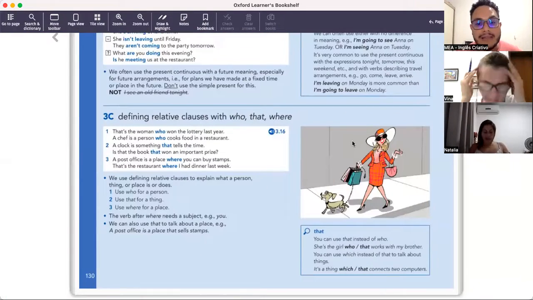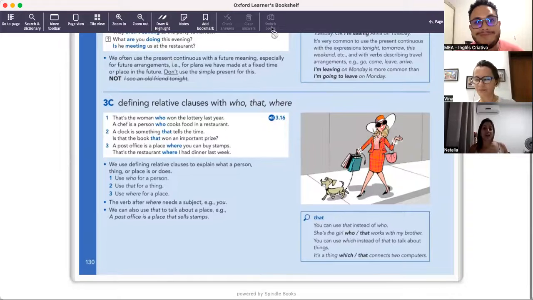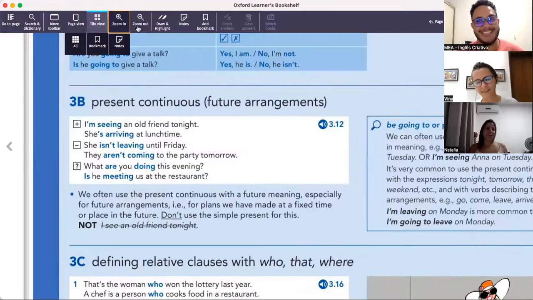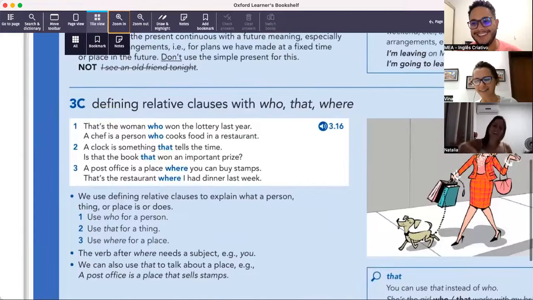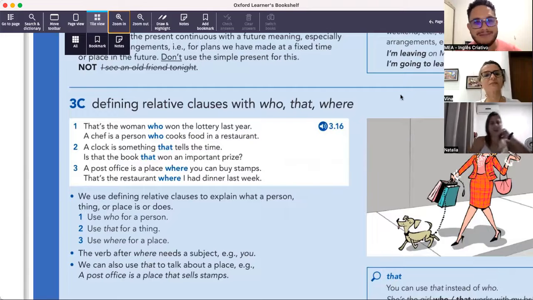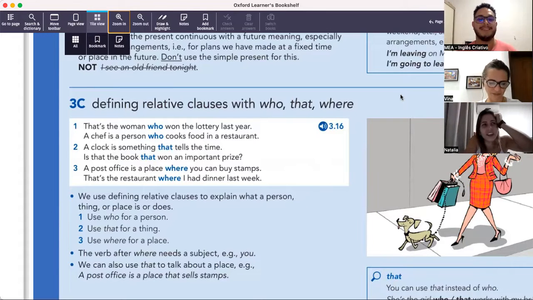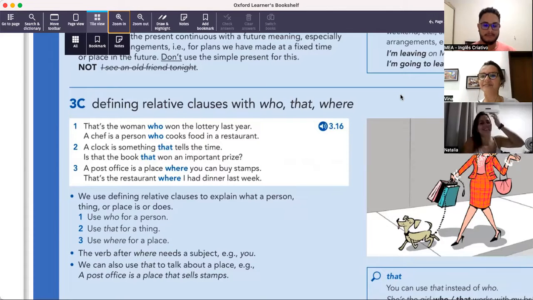Perfect. Now, guys, Teacher Dani, I don't speak Portuguese. And she doesn't speak Portuguese. I told them. My hand is very hot. Your hands? No, my head. My head. Okay.